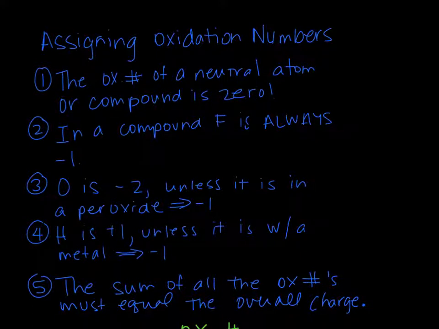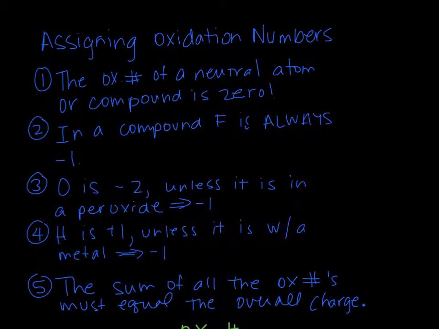Alright, so assigning oxidation numbers. The oxidation number of a neutral atom or compound is 0, and in a compound fluorine is always -1. Oxygen is -2 unless it's in a peroxide. Hydrogen is +1 unless it's with a metal, then it's -1. The sum of all the oxidation numbers must equal the overall charge.